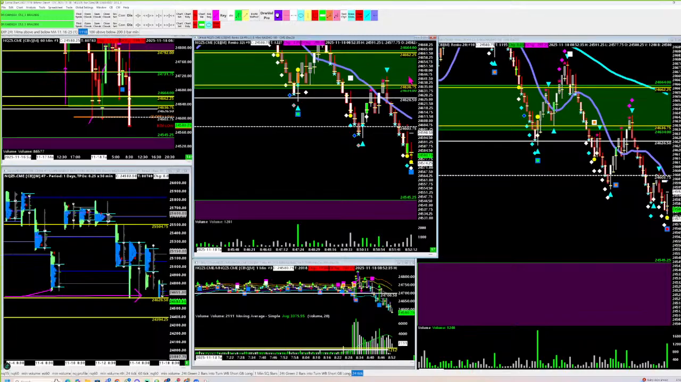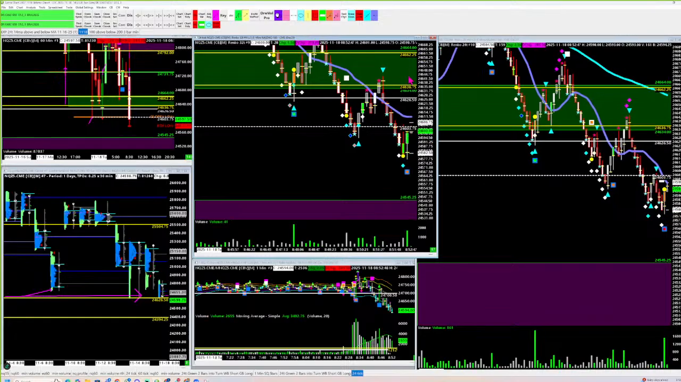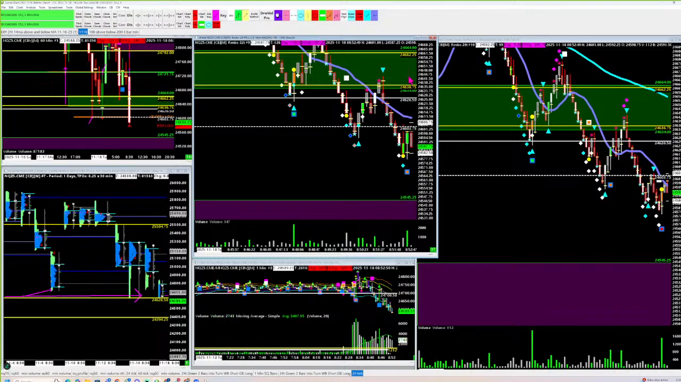So we need to be above 24,662 to be looking higher. It makes sense. That's where the 100 is. And we've got another support level down here at 545. And we have econ in 8 minutes.